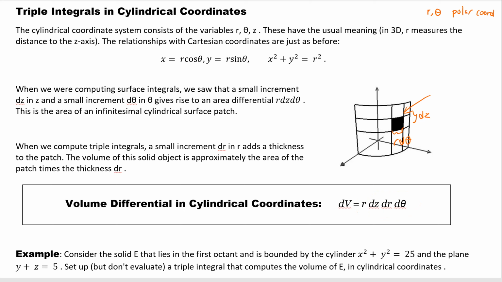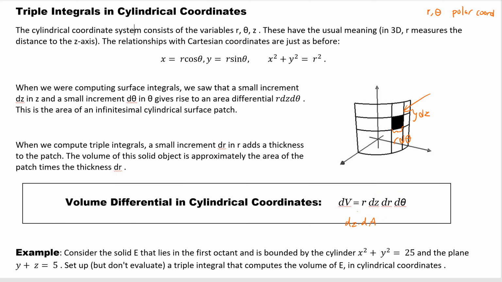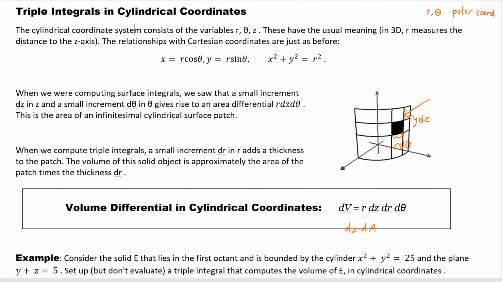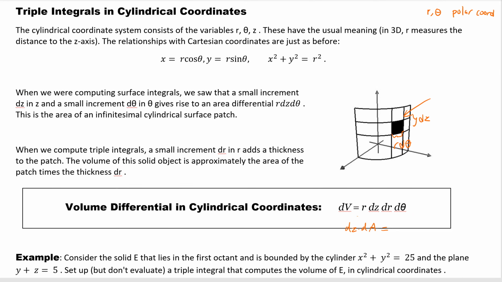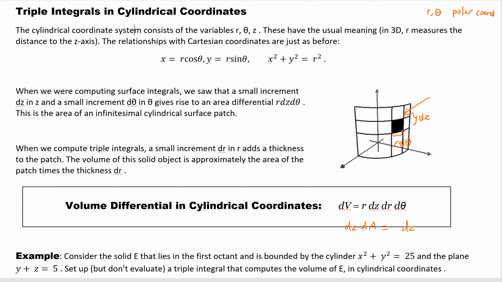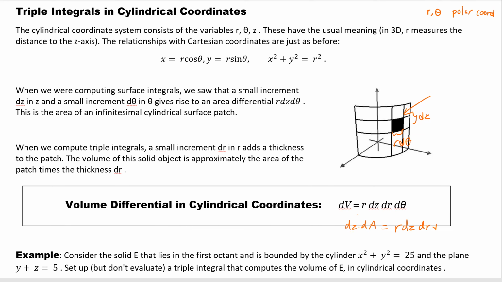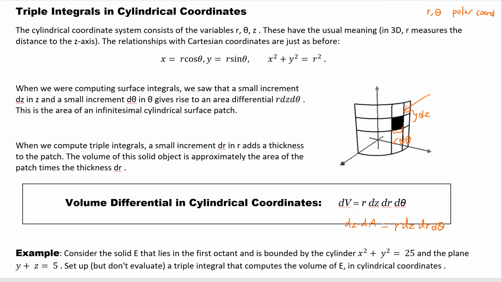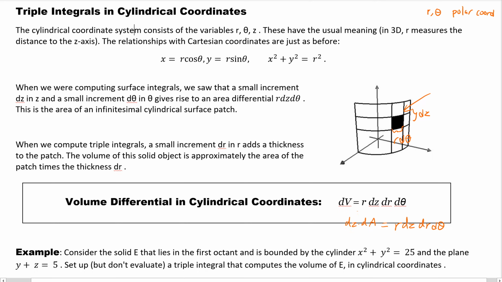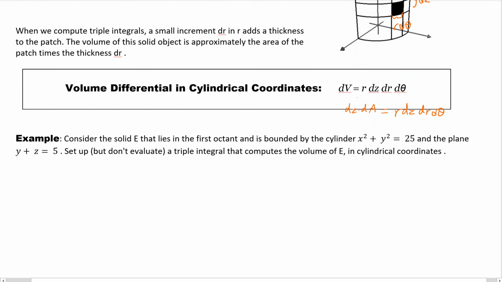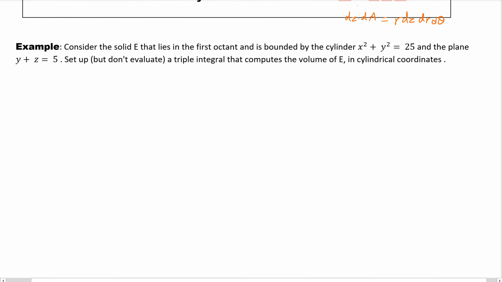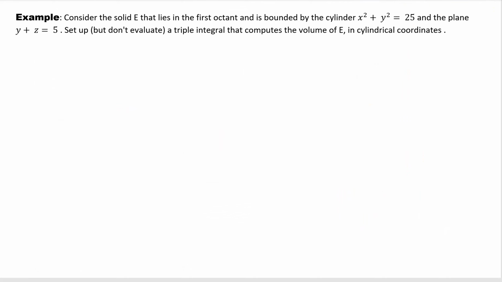Okay, so think about that. You know, dV is like dz times the area differential on the xy plane, and the area differential is r dr d theta for polar coordinates, right? So it is consistent with what we learned before. Next, let's look at this example.